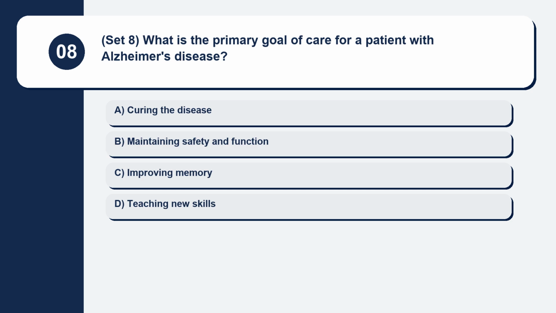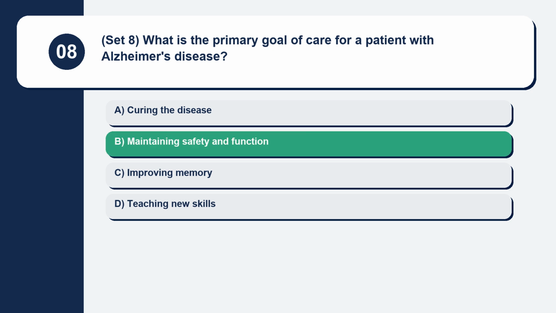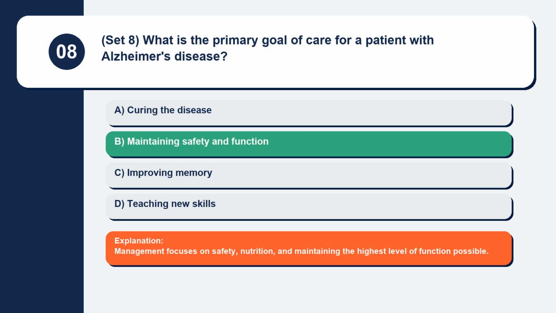Question 8. Set 8. What is the primary goal of care for a patient with Alzheimer's disease? Curing the disease, maintaining safety and function, improving memory, teaching new skills. Management focuses on safety, nutrition, and maintaining the highest level of function possible.